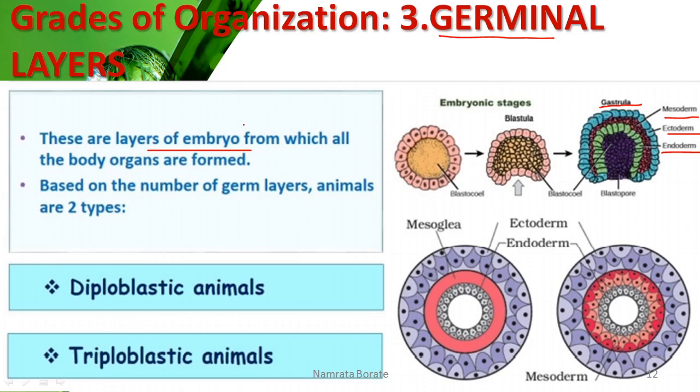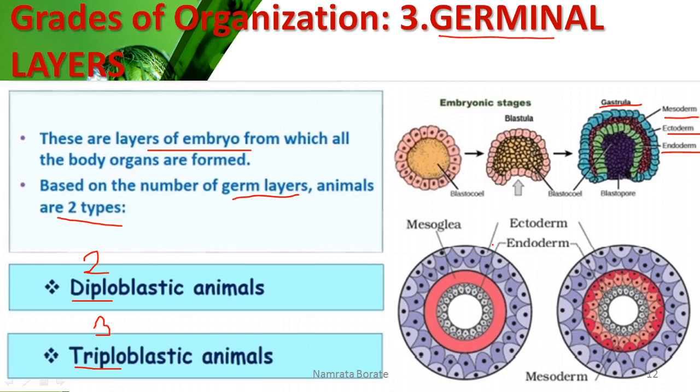Based on the number of germ layers, the animals are of two types. The first one is diploblastic and the second one is triploblastic. Diploblastic means there is a presence of two germ layers, and triploblastic means there is a presence of three germ layers.